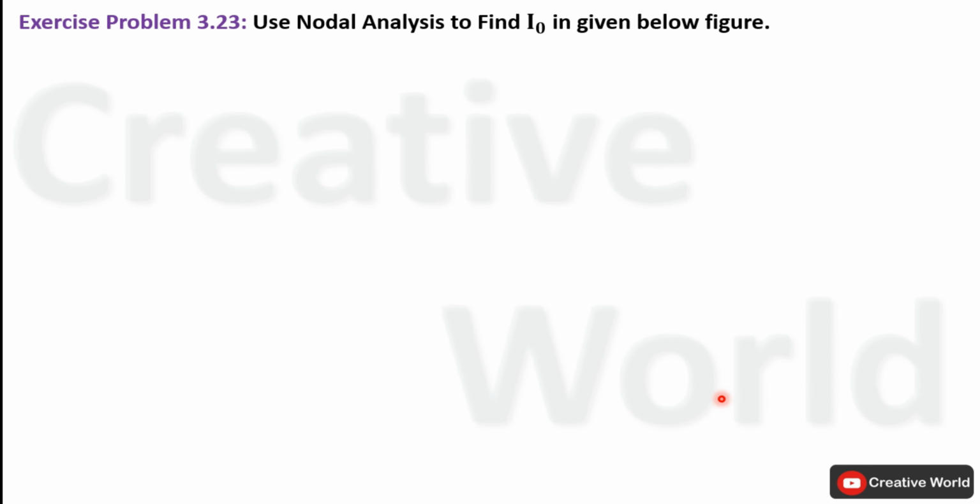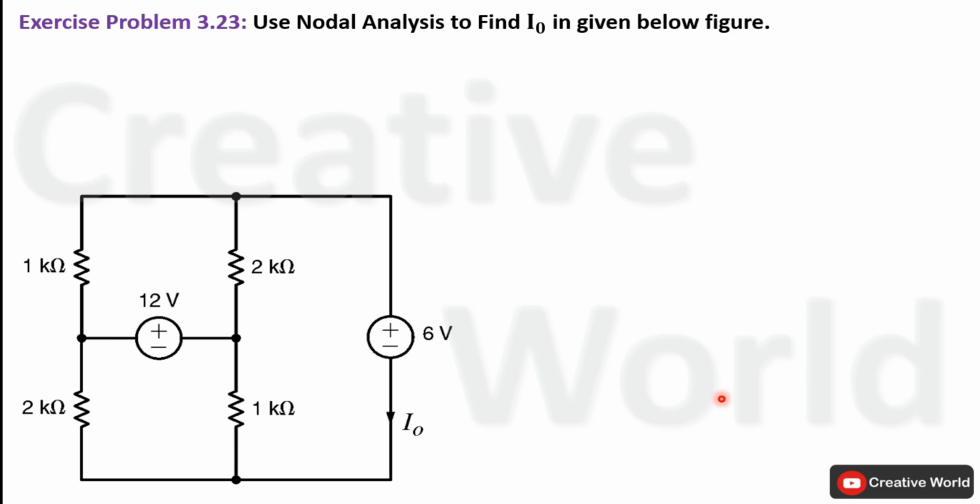Exercise problem number 3.23. Use nodal analysis to find the value of current I0 in the figure given below. This is the circuit diagram of the given problem. Inside this network, we have to find the value of current through this branch labeled as I0 with this specific direction, and we have to use the nodal analysis technique. So without wasting time, let's proceed towards the solution of the network.